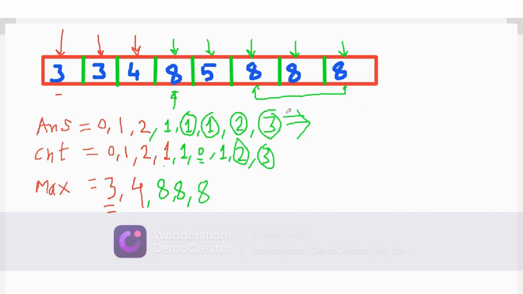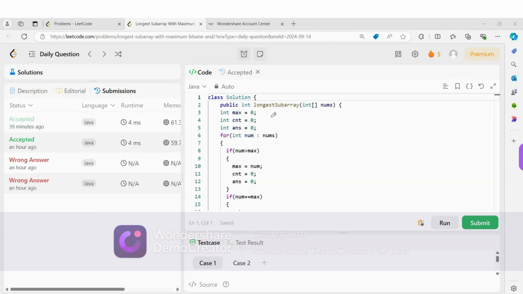So let me show you my code. So see here, initially I am taking these 3 variables: max to park the maximum value, CNT to make the count, and answer is our final answer. So I am traversing through this array nums. So see here, whenever I am getting a maximum value, I set max equal to whatever num I got, and CNT equal to 0 and answer equal to 0. Now you might be thinking, why 0, why not 1? So I am coming to that point, because we are doing it in a single traversal.